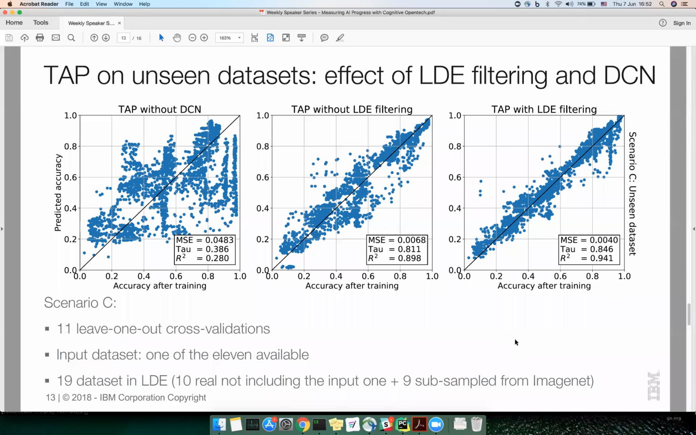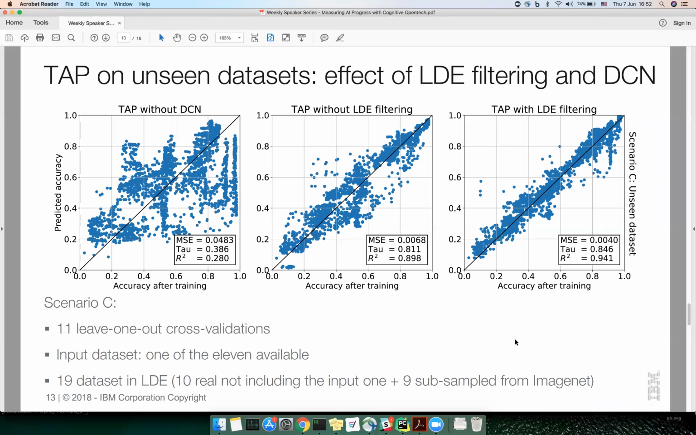So we went one step further, and we trained the accuracy predictor only on datasets that are close in difficulty with the dataset that we want to target. So the 11 leave-one-out cross-validations would be 11 trainings, but only on datasets that are close in difficulty. And this gives much better performances.